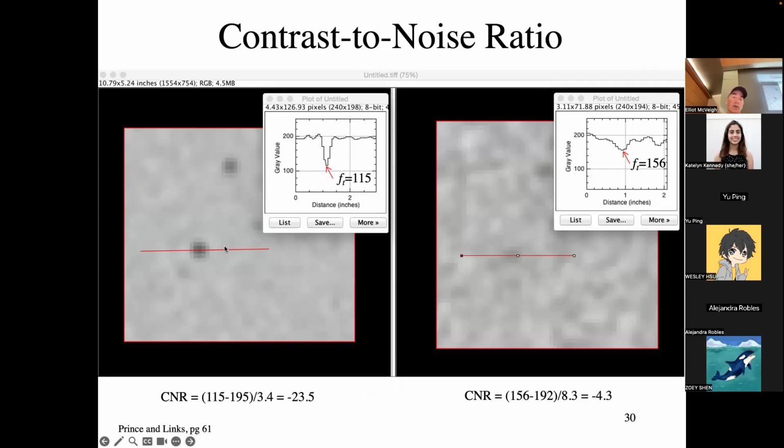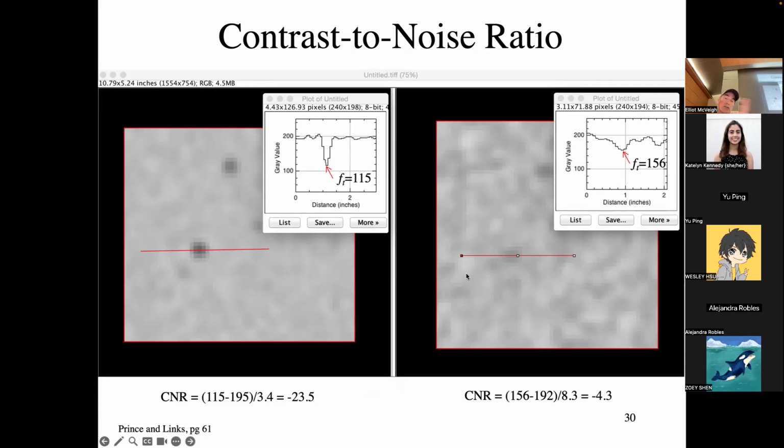So I put a profile through here; you can do it in ImageJ. The background is up here around 200, but we already measured it at 195. It goes down to 115. So the signal minus the background, divided by the noise of 3.4, gives us this ratio, minus 23.5. That's your signal to noise ratio for that object in this background.